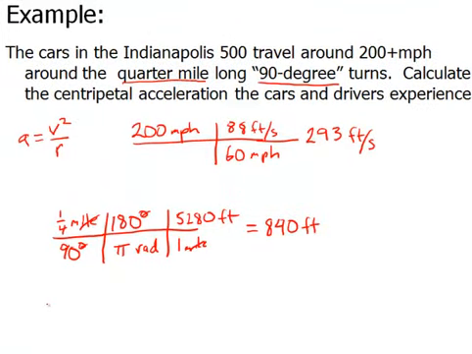So to find the acceleration, the formula is v squared over r. I will put in our velocity, which is 293 feet per second. That number is squared.